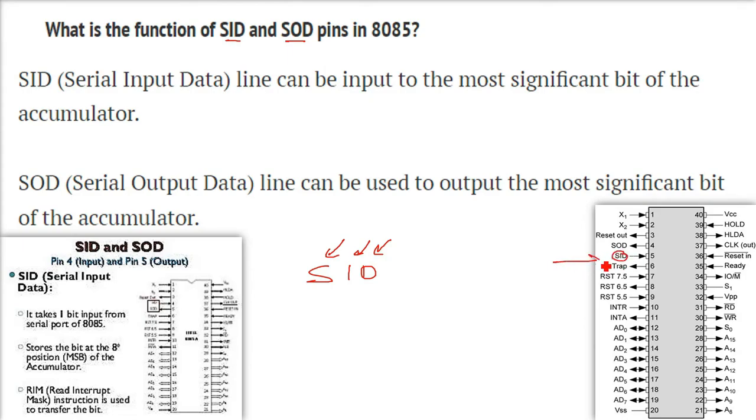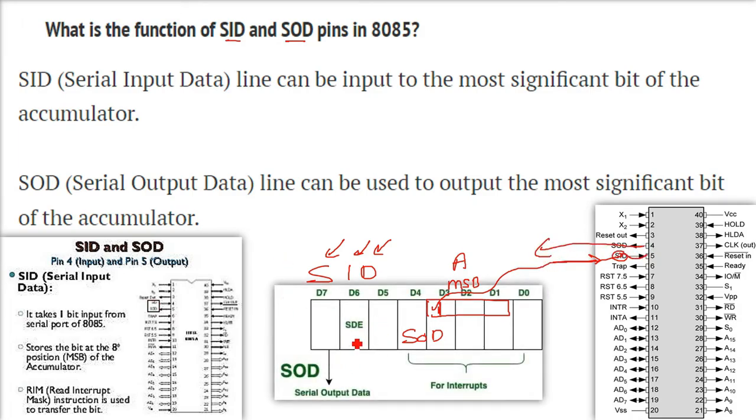So this SID, where is the arrow going? It is going inside the microprocessor. So this SID line can be used to input the most significant bit of the accumulator. Accumulator is an 8-bit register. The most significant bit goes through SID. What is SOD? It is serial output data, and this SOD line can be used to output the most significant bit of the accumulator. So SID takes 1 bit input from the serial port of 8085 and stores the bit at the 8th position, that is the MSB of the accumulator. So these are SID and SOD. Please remember the 4th and 5th pin for 8085.